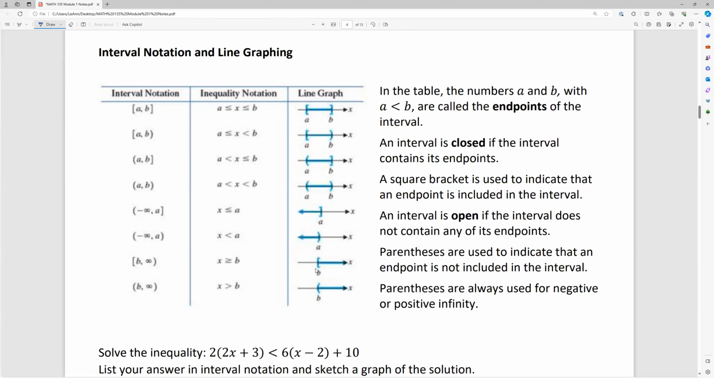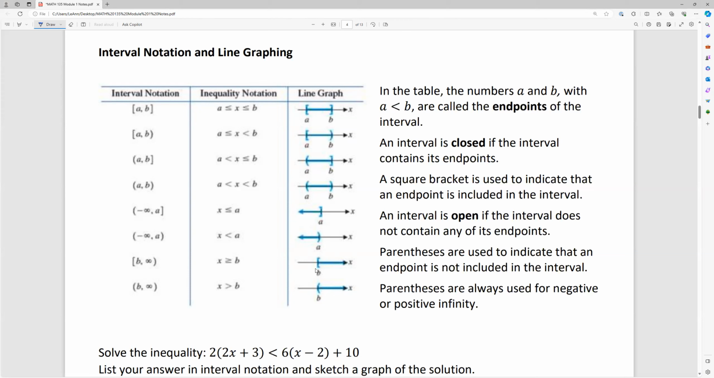And we use a parenthesis if we do not include the endpoint. So notice just less than or greater than, you do not use a bracket there. Also, infinity is a concept, not an actual value. It goes on forever, so we use a parenthesis, an open ending, on that. So let's read our information over here.